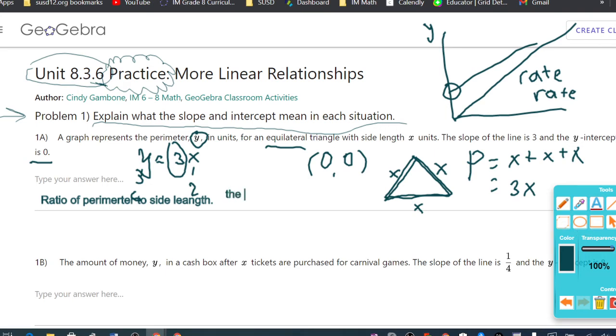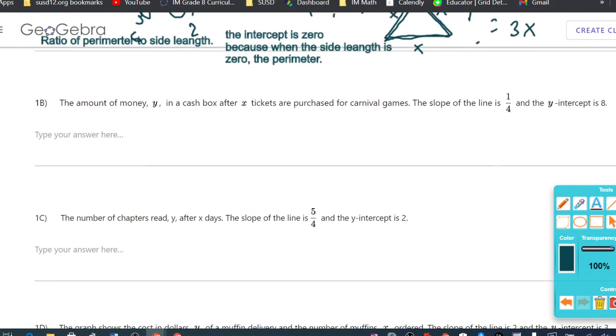Okay, so let me write that. The intercept is 0 because when the side length is 0, the perimeter is 0. I mean, think about it. If you have a triangle with no side length, it would be just like a dot or something. Like, here's a dot. That's the triangle. There. Let's keep going. Okay, next one.